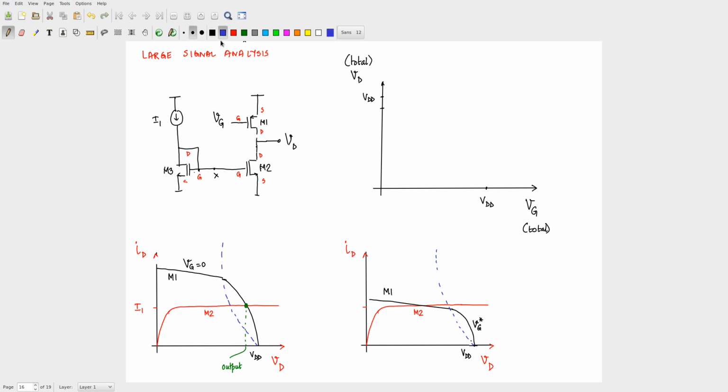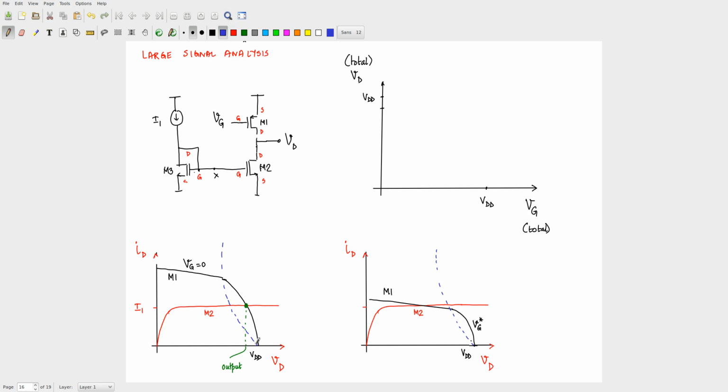Right? So if you increase your gate voltage, what will happen? There's going to be some region wherein, in this particular region, M1 is biased in triode, and M2 is in saturation. So there is going to be some region, as you decrease your gate voltage, where M1 is going to still remain in triode. So that you can draw here, right?